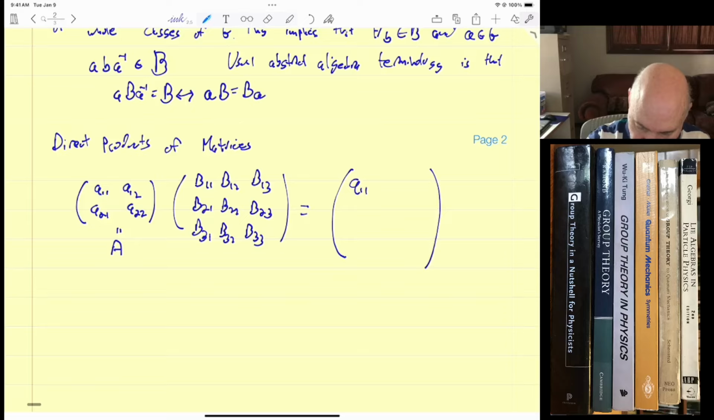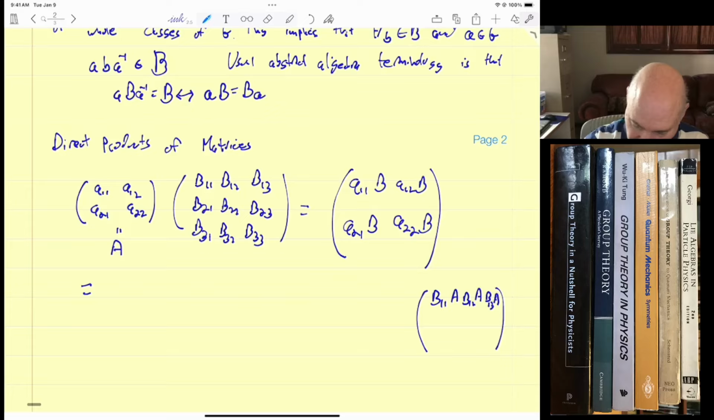It's going to be A11 times B, A12 times B, A21 times B, A22 times B. And just as an aside, this is equal to... Z uses the opposite definition. Z says B11 times A, B12 times A, B13 times A. And you can just extend it. So he's going in the opposite order, but this is the standard one. Doesn't really make much difference, it's just rearranging the elements.